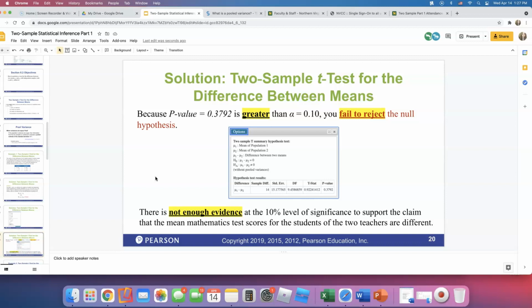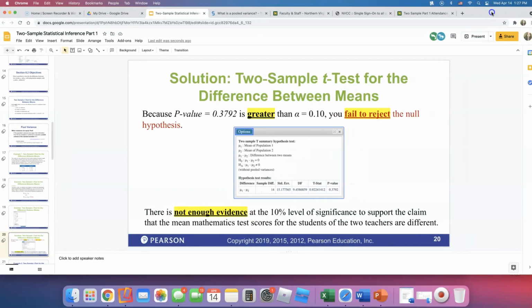Hypothesis. So I'm not gonna say we accept the null hypothesis. We never accept when you're doing hypothesis tests. We just are gonna say we failed to reject it. Okay, so there is not enough evidence at the 10% level of significance to support the claim that the mean mathematics test scores for the students of two teachers are different. Okay? So inconclusive. We don't really have a conclusion.